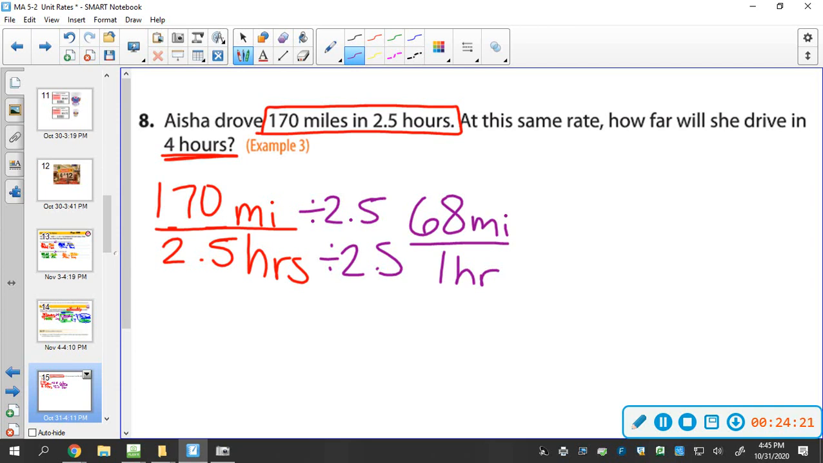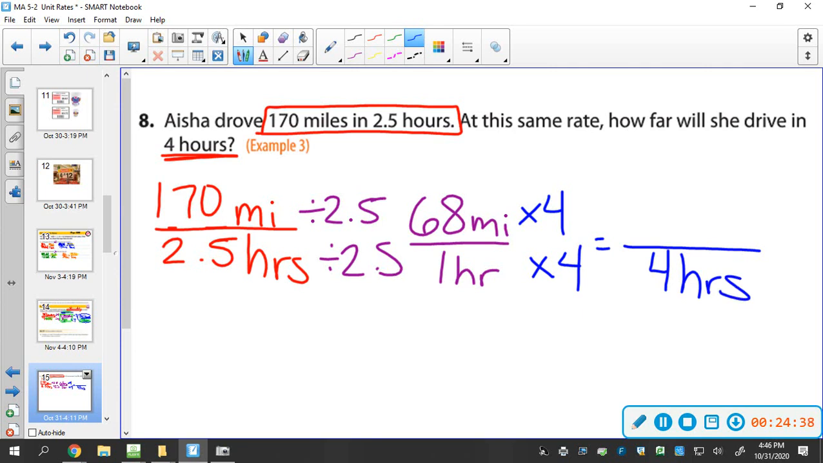But that's not what they asked us for. They wanted for 4 hours. So what do we have to do now? Yeah, we have to multiply by 4. So 4 hours we end up getting 272 miles in 4 hours.